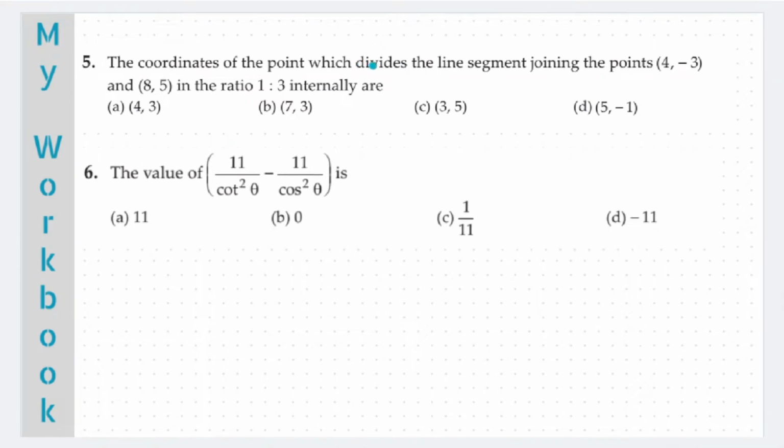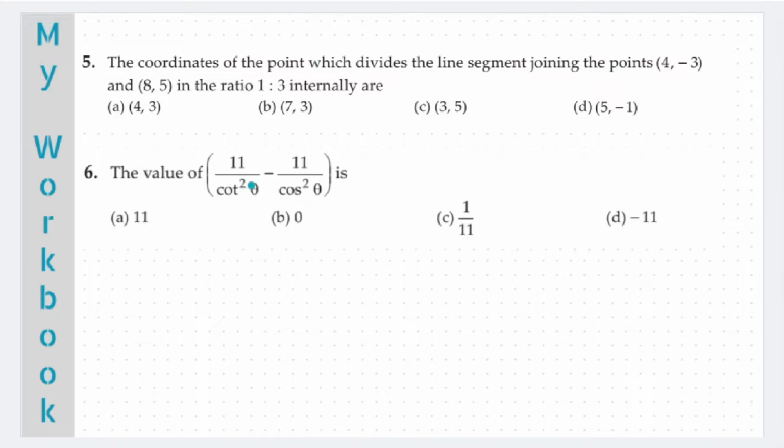Question number 5. The coordinates of the point which divides the line segment joining the points 4, minus 3 and 8, 5 in the ratio 1:3 internally are. Four options are given.